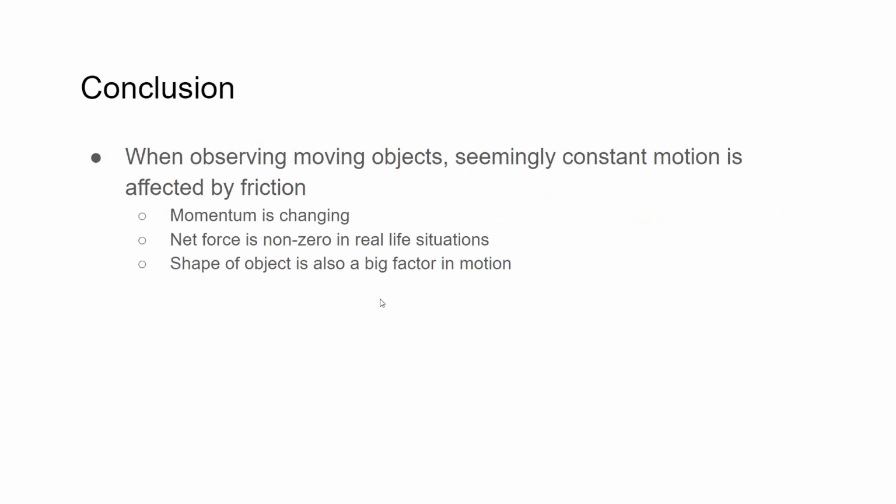When observing moving objects, seemingly constant motion is affected by friction. So momentum is changing throughout the video, and the net force is non-zero, which is usually how it works in real-life situations. And the shape of the object is also a factor in the motion.